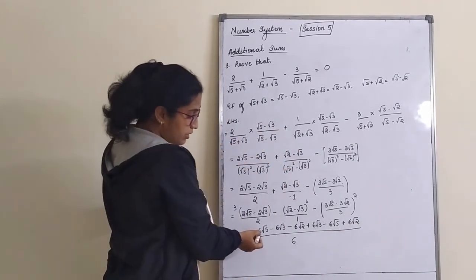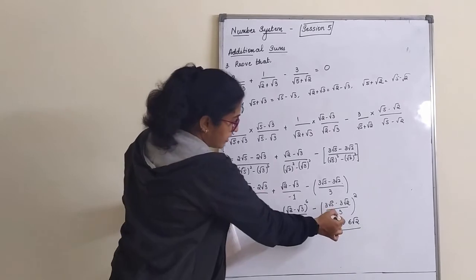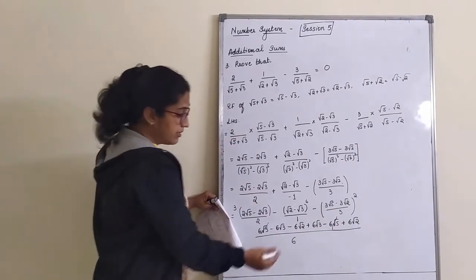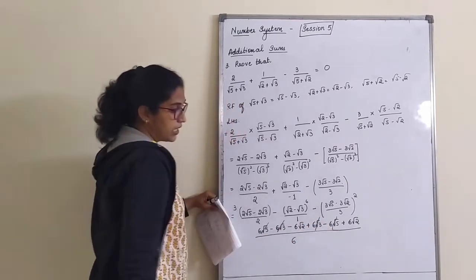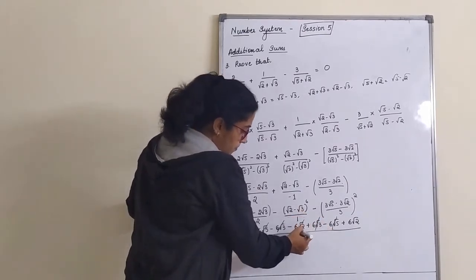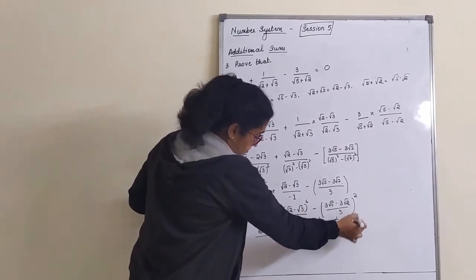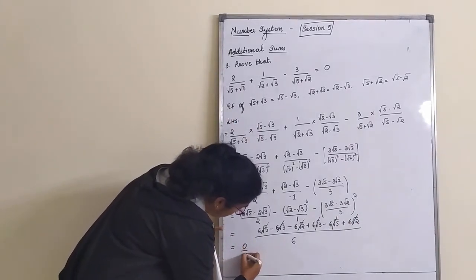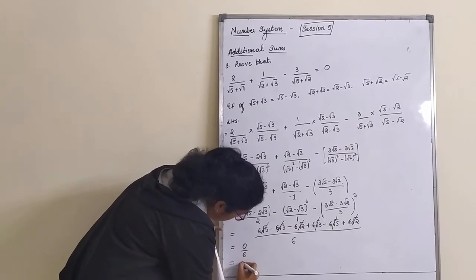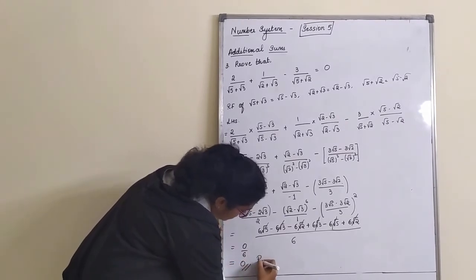Check. 6 root 5 plus 6 root 5 minus, cancel. 6 root 3 minus 6 root 3 plus, cancel. 6 root 2 plus 6 root 2 minus plus, cancel. So what did you get? 0 upon 6, that is equal to 0, that is RHS.